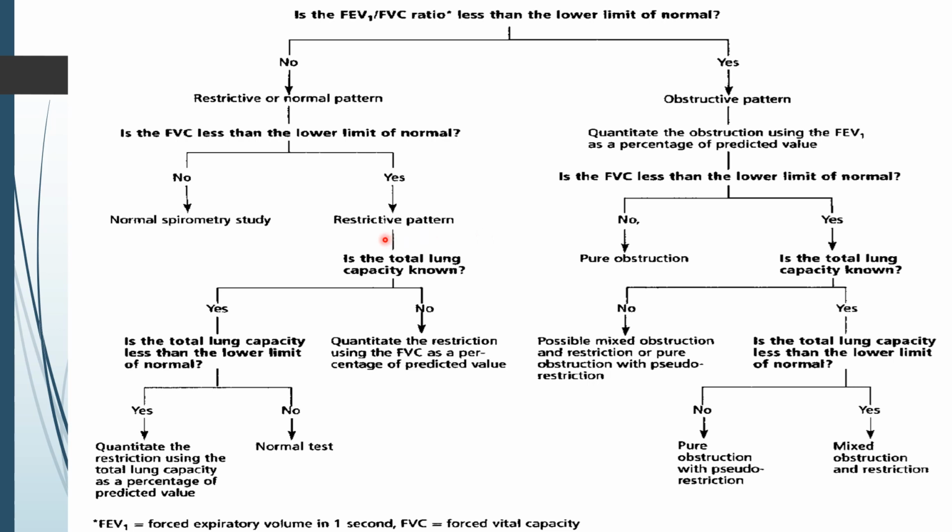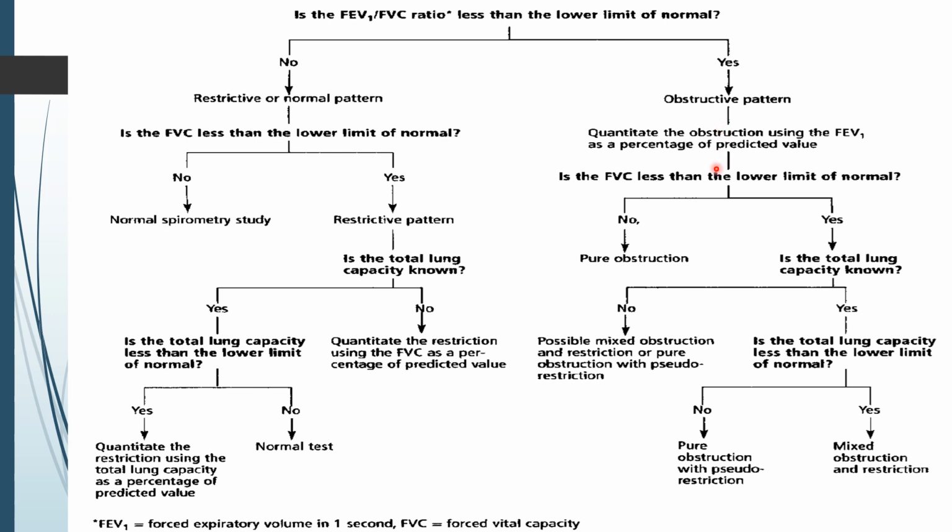So if we don't know the total lung capacity, then we have to quantitate the restriction using the forced vital capacity as a percentage of predicted value. So we have to quantitate before deciding the restrictive pattern. And if it is obstructive, then we have to quantitate the obstruction using the FEV1 as a percentage of predicted value.